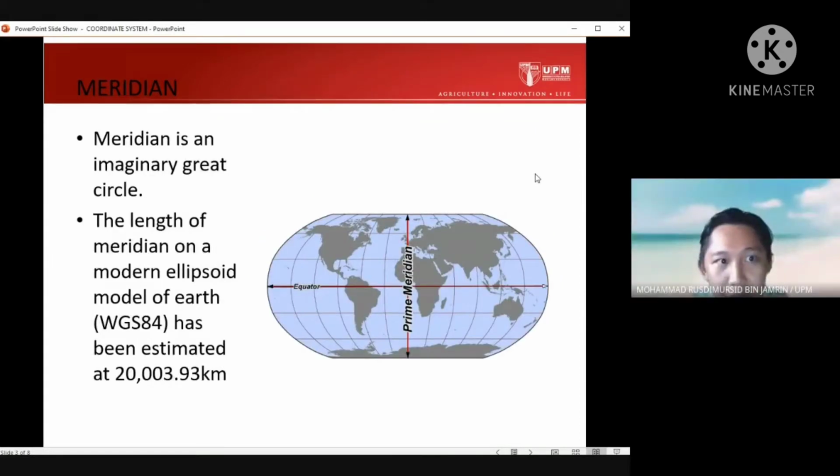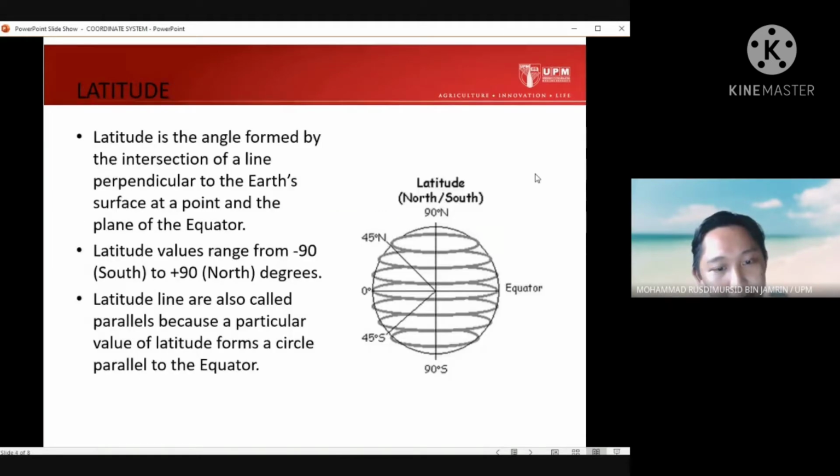Okay, next is the meridian. A meridian is an imaginary circle. The length of a meridian on the modern ellipsoid model of Earth, which is WGS 84, has been estimated at 20,003.93 km.